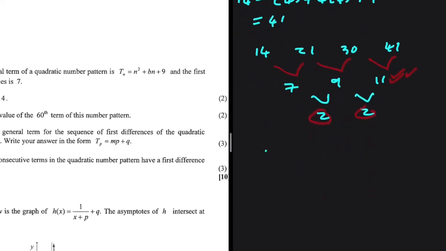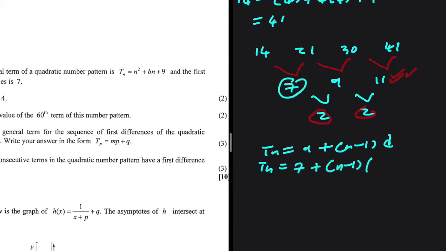So we're going to have Tn being equal to a plus n minus 1 multiplied by d, because we have a common difference. This is an arithmetic sequence or pattern. So Tn will be equal to a, the first term. The first term of the arithmetic pattern is 7. So we're going to have 7 plus n minus 1 multiplied by d. We know that d is equal to 2. So Tn will be equal to 7 plus 2n minus 2. So Tn is equal to 2n plus 5.